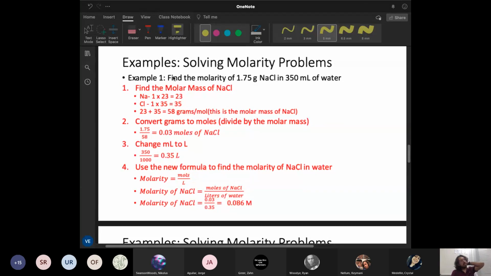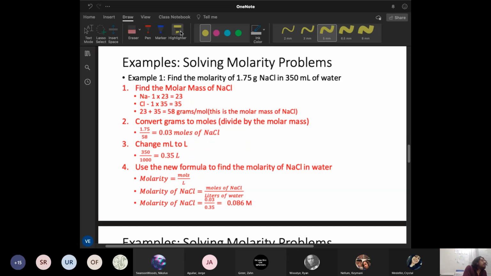So this is the kind of problem you're gonna see more or less. Find the molarity of 1.75 grams of sodium chloride in 350 milliliters of water. I have barely 2 grams, or a little under 2 grams, of salt. I'm going to mix in 350 milliliters of water, and I want to figure out mathematically what the concentration is. Okay, what's the ratio of salt to water, basically? So, what do we do?